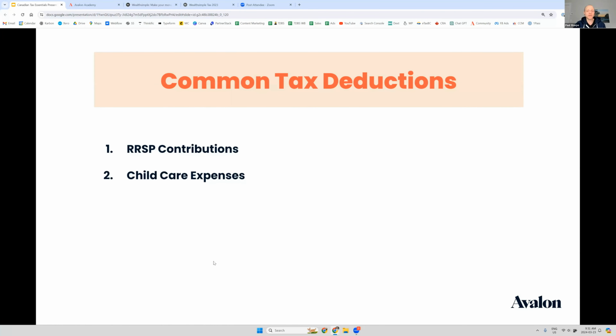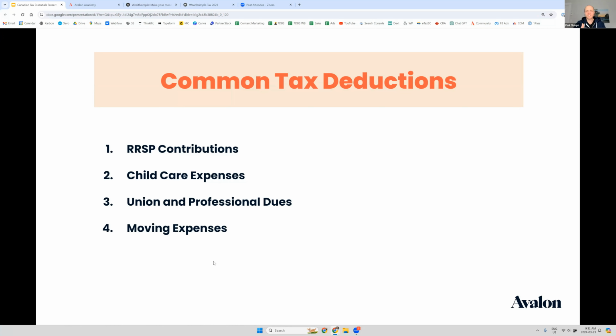Childcare expenses, if you have to pay to have children looked after to earn income, to go to work, that's a common tax deduction. Union and professional dues, I have dues. My firm pays for them, but if I had to pay for them out of my own pocket, I could deduct those from my income. Union dues typically will just show up on a T4 and they'll automatically get deducted. You'll see them in a box on your T4 and they'll get deducted on your tax return that way.